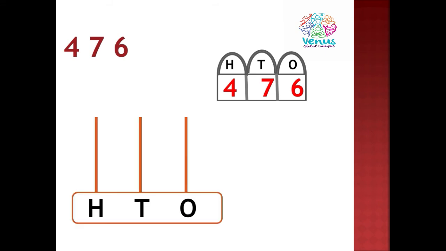See here children, what number is in the hundreds place? It is 4. So we have to draw 4 beads in the hundreds place. Now what number is in the tens place? 7. So we have to draw 7 beads in the tens place. Now the number in the ones place is 6. So we have to draw 6 beads in the ones place. Like this you have to represent the numbers on the abacus.